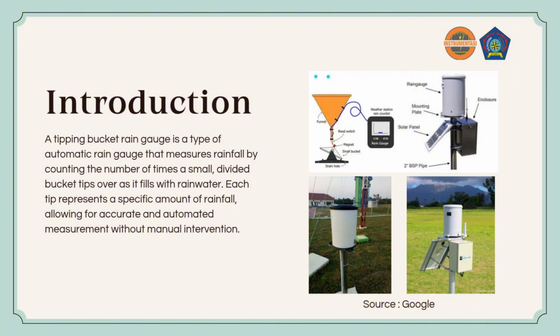A tipping bucket rain gauge is a type of automatic rain gauge that measures rainfall by counting the number of times a small bucket tips over as it fills with rainwater. Each tip represents a specific amount of rainfall, allowing for accurate and automated measurement without manual intervention.